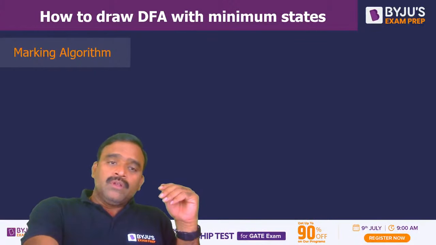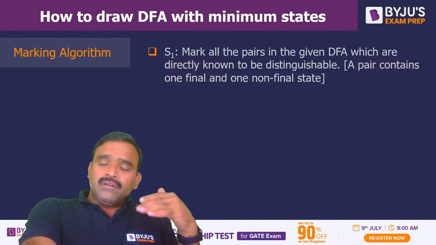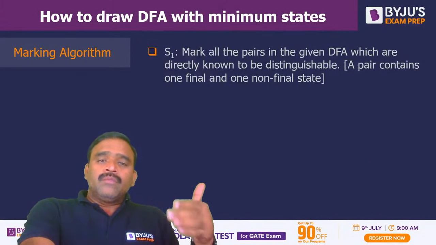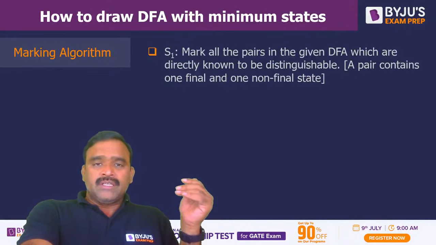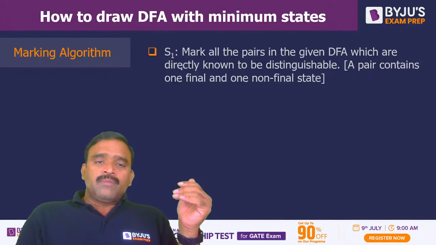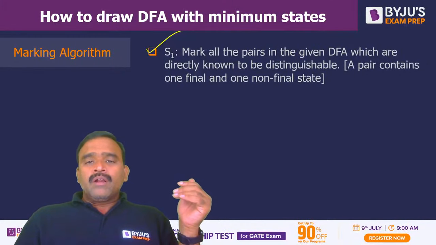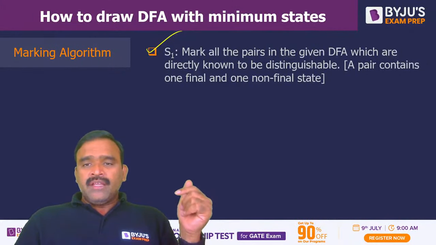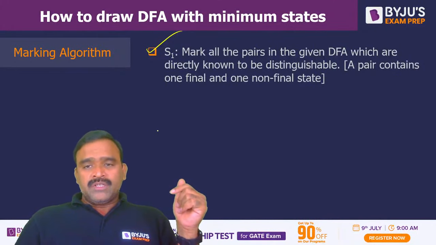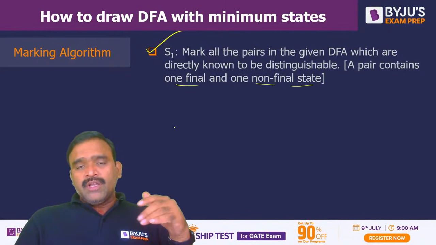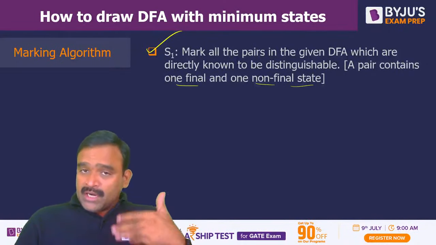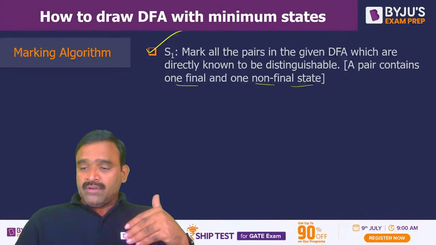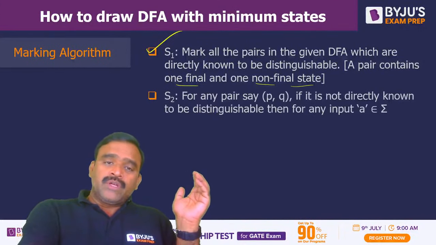Now coming to the marking algorithm. The marking algorithm is meant for putting a cross mark on the inequivalent states. Step 1 in the marking algorithm: mark all the pairs in the given DFA which are directly known to be distinguishable. A pair containing one final and one non-final is always distinguishable. Find the pairs which are distinguishable, and the pairs which you cannot show as distinguishable can be taken as equivalent pairs. Okay, step 2, you can see.